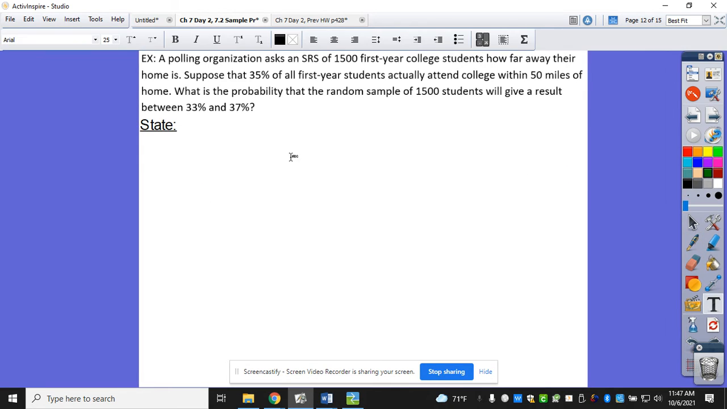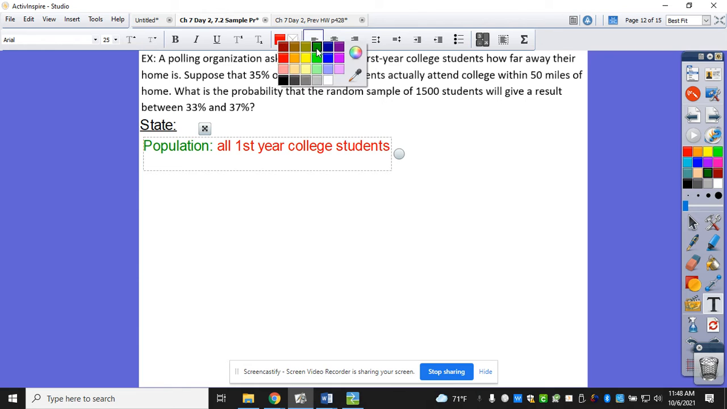All right, so state. What is the first thing we need in state? Population. What is our population here? That's hard to read that color, isn't it? I'm going to go with red instead of orange up here. What do I write next? Sample. We like Christmas up here. What is our sample?